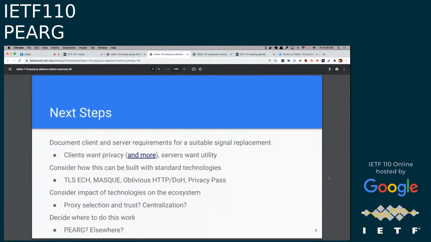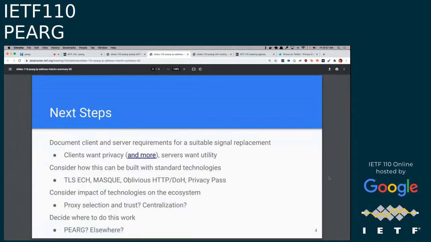So as next steps, I think it would be good, like I said, to document these requirements. Pull people into the conversation that represent both the clients and the servers, because sometimes these requirements are at odds. But I'm sure we can come to consensus here.